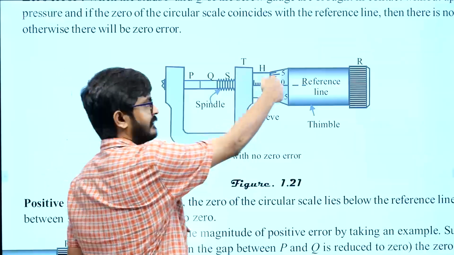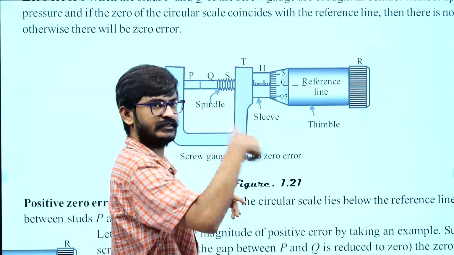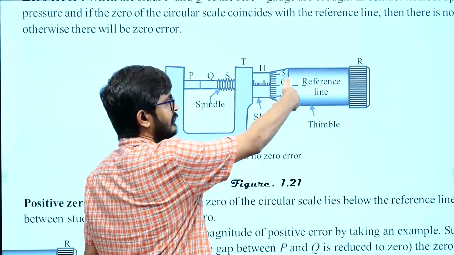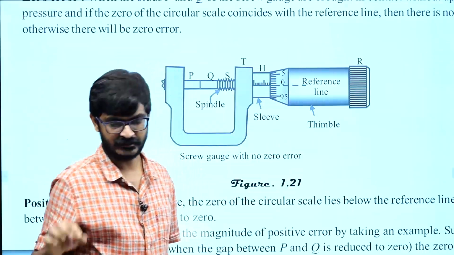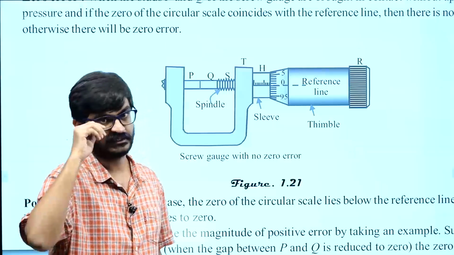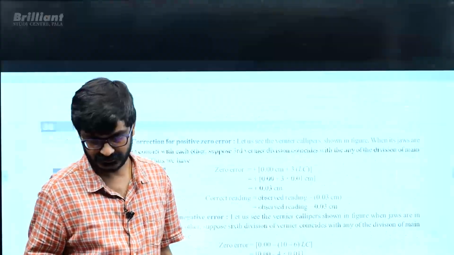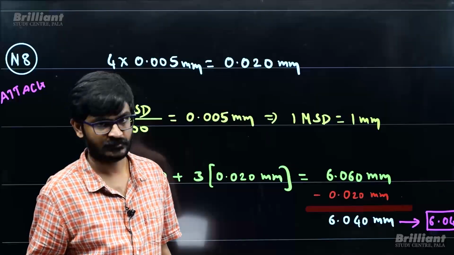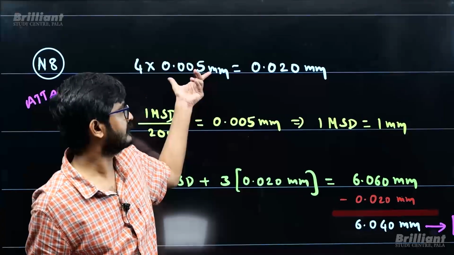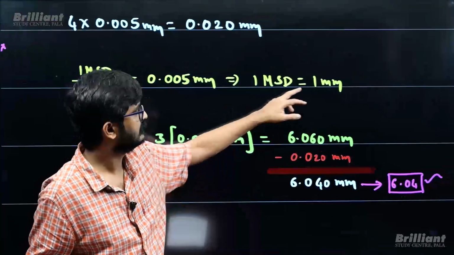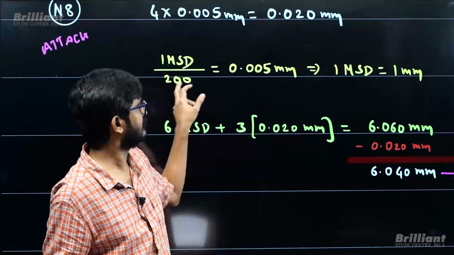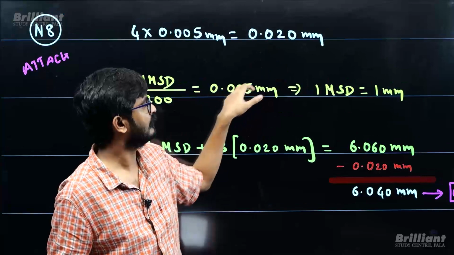So there are 200 divisions here. It is 100 only, but in the given question there are 200. So when you are rotating one full circle, how many circular scale divisions have been rotated? 200. So for one circular scale division, you know how much it will show, right? So for 200 circular scale divisions, how much will it show? It will show 200 into 0.005, which is 1 mm.